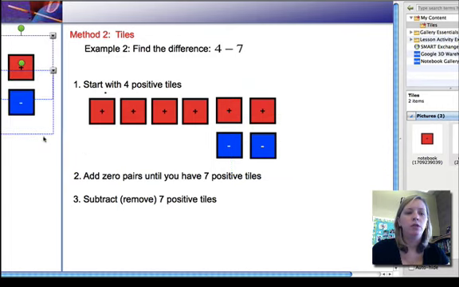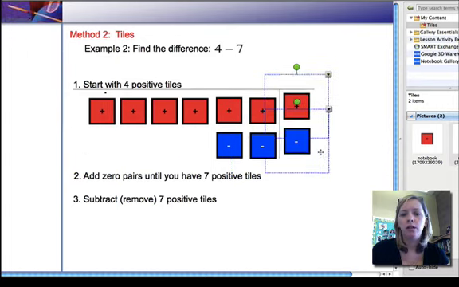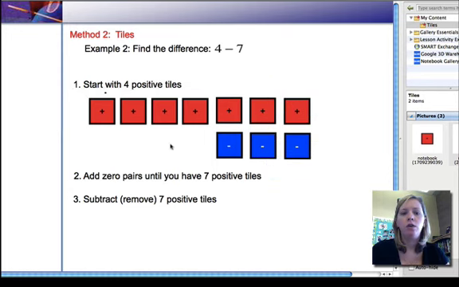Let's add one more 0 pair. And you can see we have 1, 2, 3, 4, 5, 6, 7 positive tiles. So now the last step will be to subtract, or remove, the 7 positive tiles. So to do that, I might just get my colored pen here, and remove my 7 positive tiles.